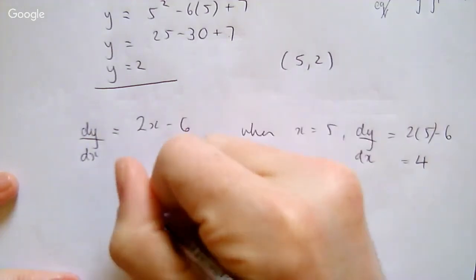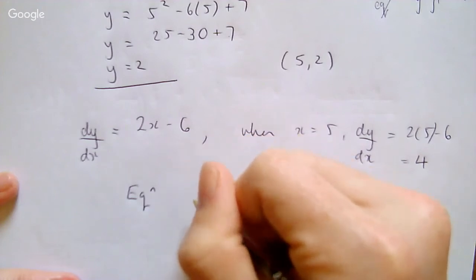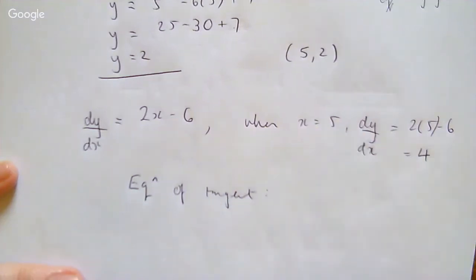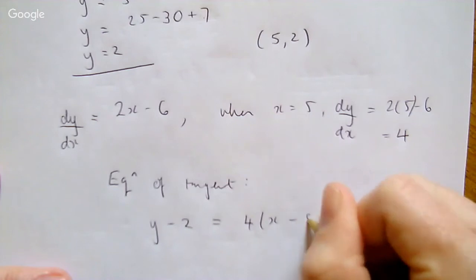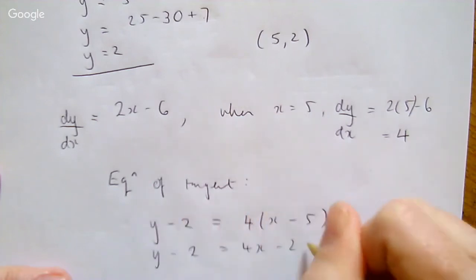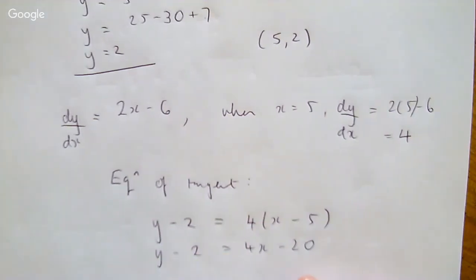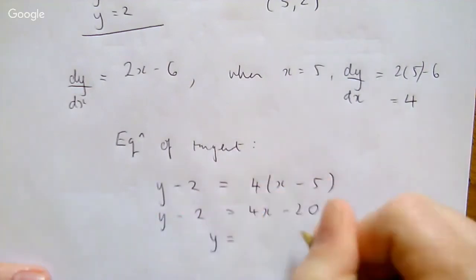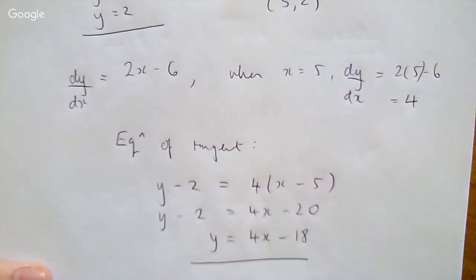Okay, so the equation of the tangent is going to be y minus 2 is equal to 4 times (x minus 5), and that's going to give me y minus 2 equals 4x minus 20. We can write it in the form y equals mx plus c, or you can write it all on one side, it doesn't really matter. So I'm going to take the minus 2 over, it becomes a plus 2. I'm going to get y equals 4x minus 18. Okay.